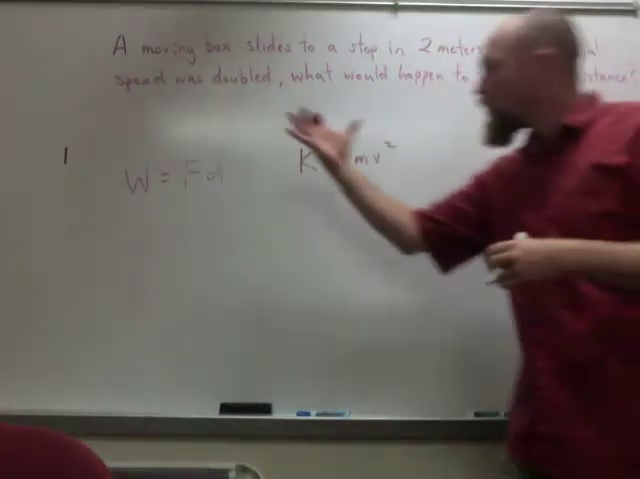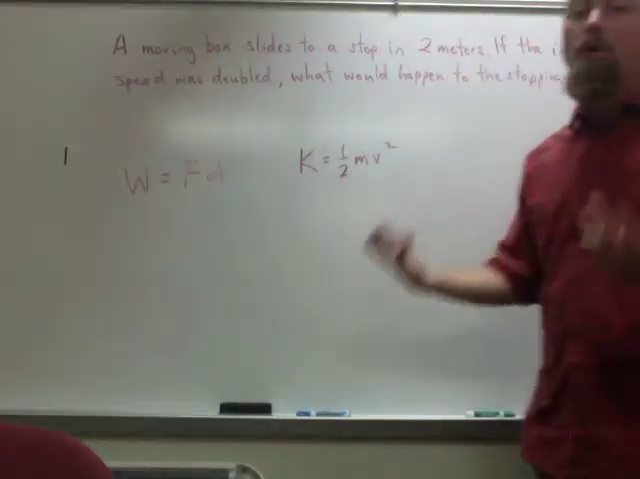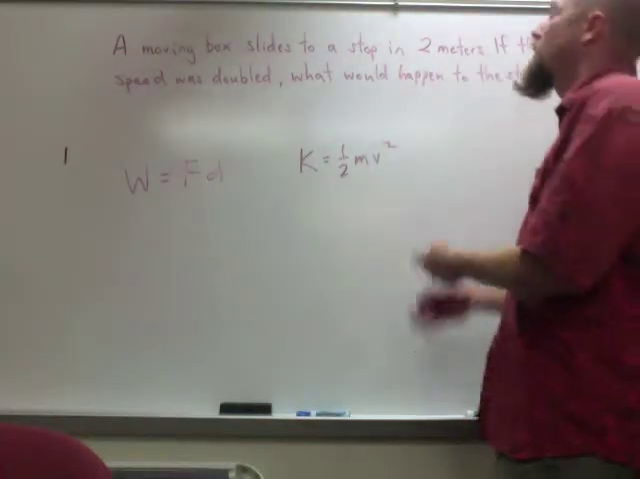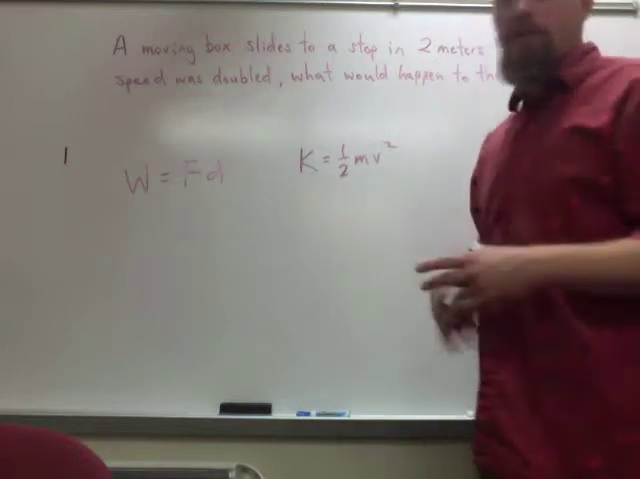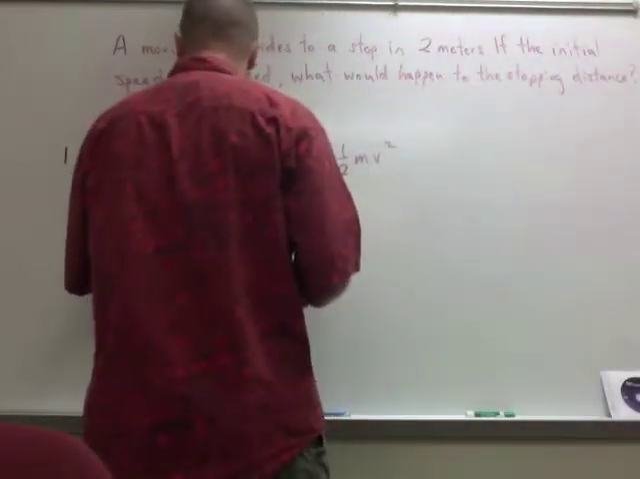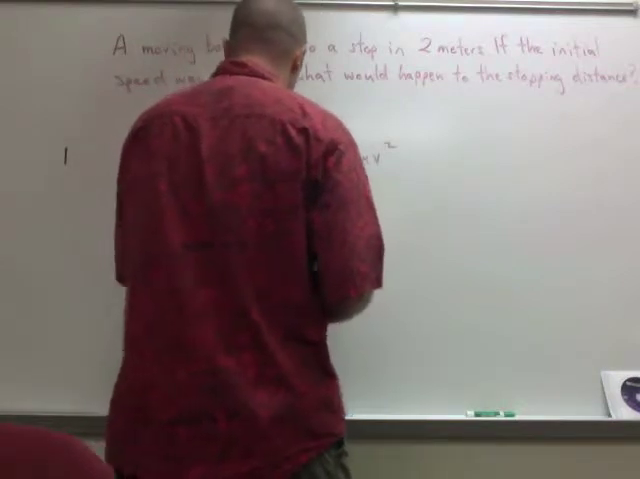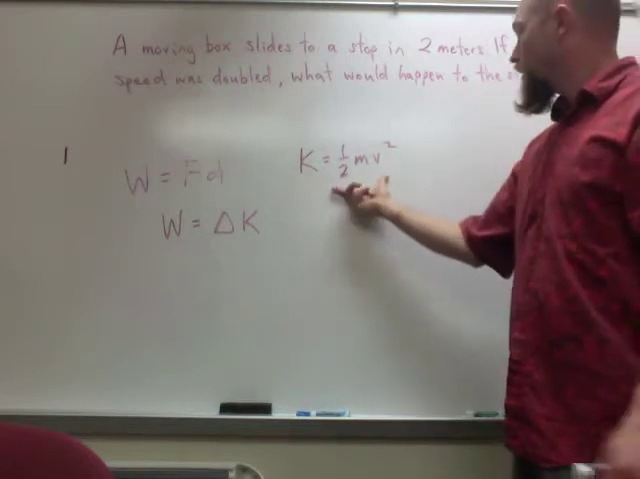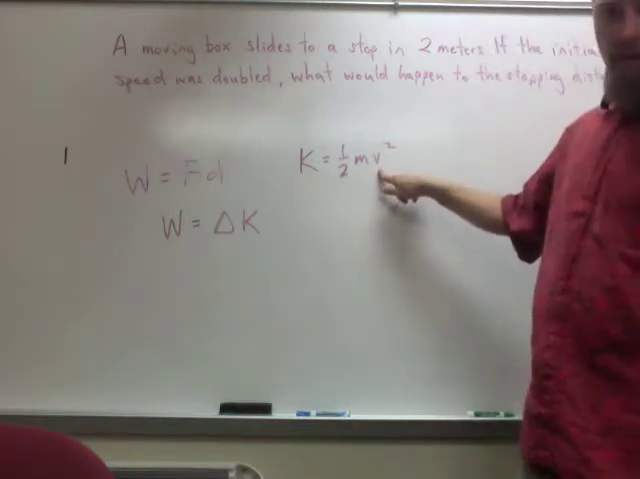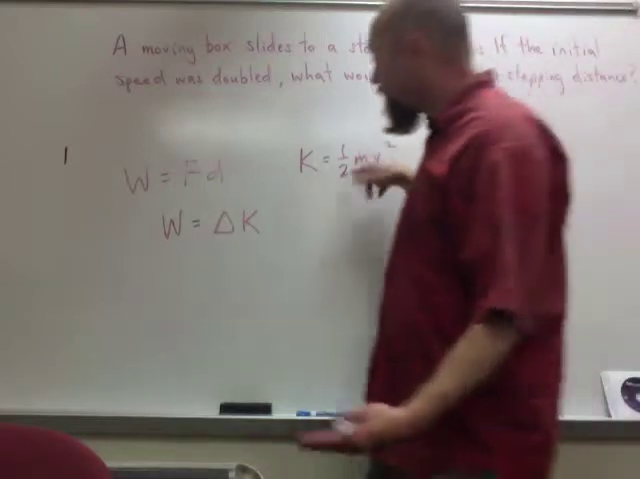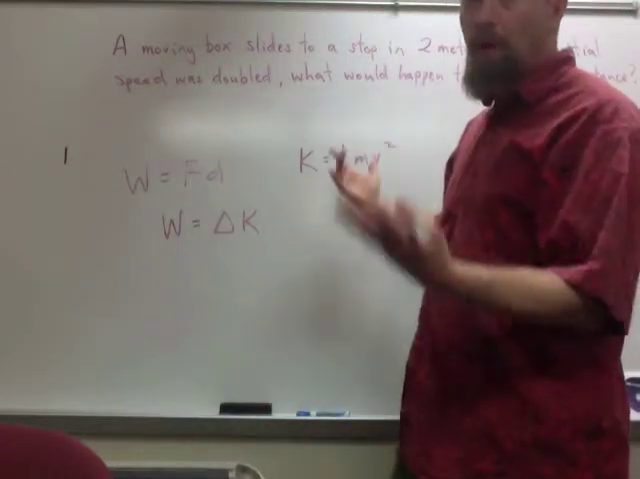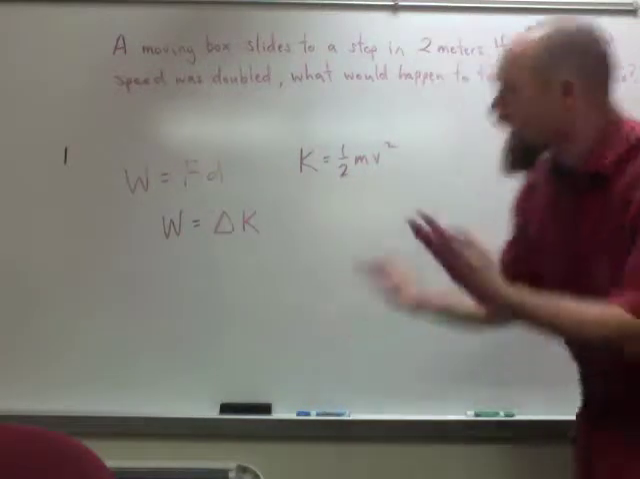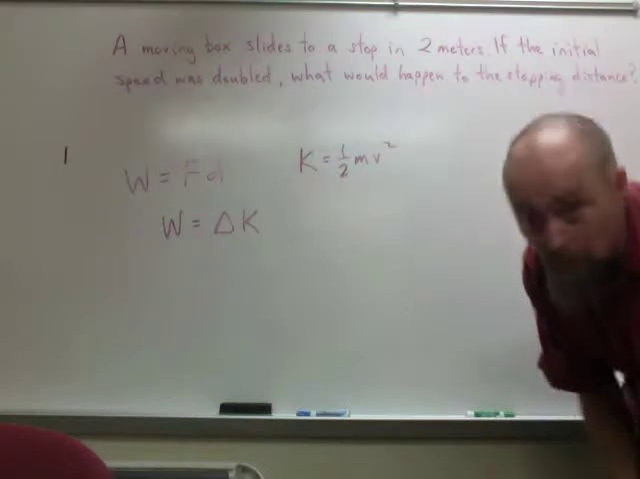How is work related to kinetic energy? The work-energy theorem: if you do work, you change an object's energy, in this case its kinetic energy. So work equals my change in kinetic energy. Now if my speed is doubled, speed is v, so v squared is 4 times bigger. So my kinetic energy is 4 times bigger, my force is the same because it's the friction force, so it's going to take 4 times the distance to stop. If it was 2 meters, now it's going to be 8 meters.